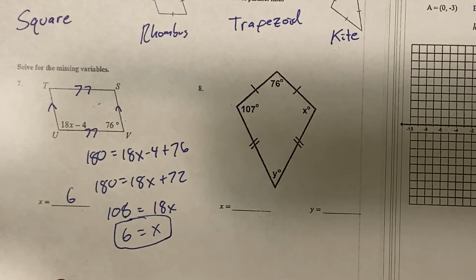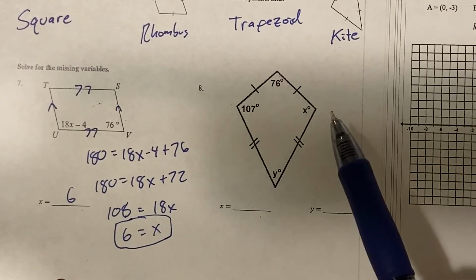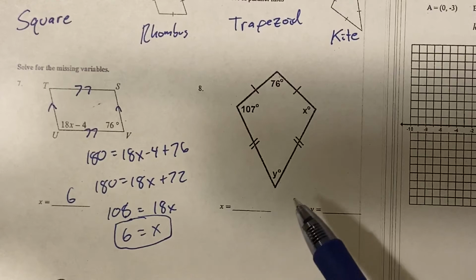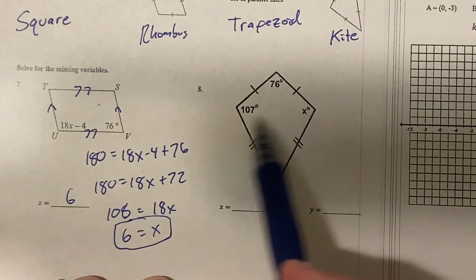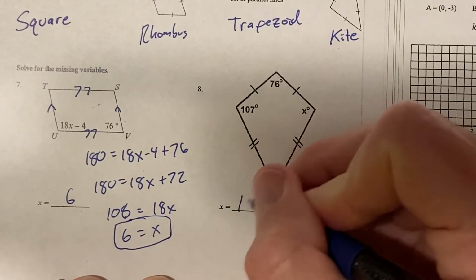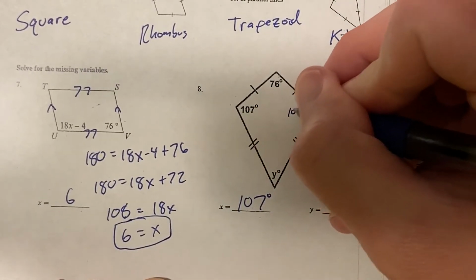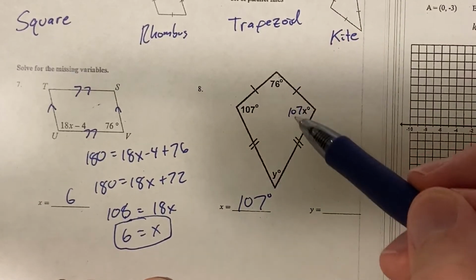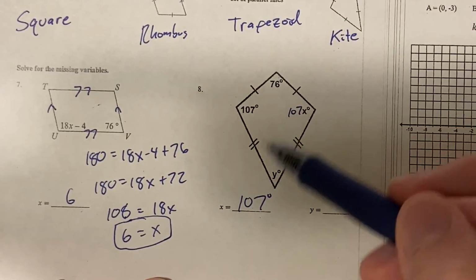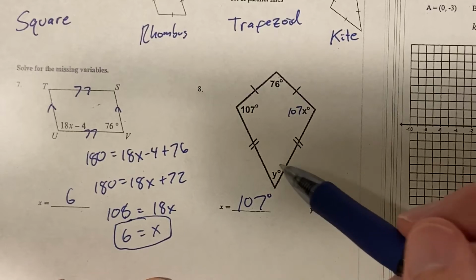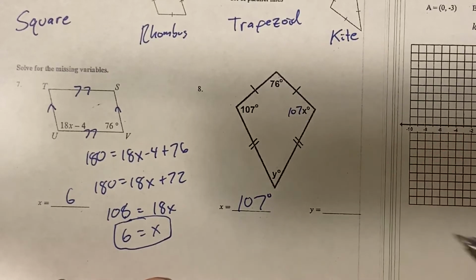Number 8, we have another quadrilateral. It's a kite. So in a kite, there's 1 set of angles that are congruent. That would be these right here, the 107 and the x. So that's the easy one. And if this is 107, then we can solve for y. We know that the total degrees in a quadrilateral is 360. So I can take all these, add them up, and equal 360.